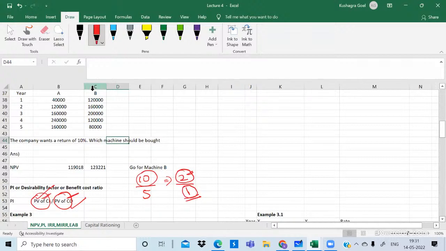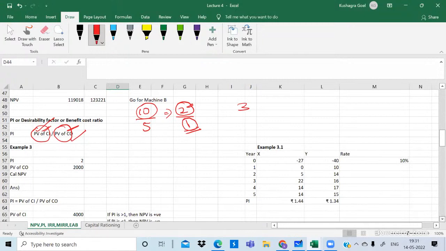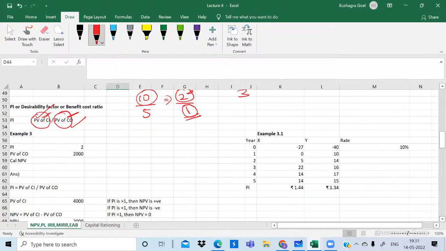Let's say machine A gives you a profitability index of 2. Machine B gives you a profitability index of 3. Then for machine B, for every 1 rupee of money that I'm investing, I'll generate 3 rupees. But for A, for every 1 rupee of investment, I'll generate only 2 rupees. So in that case, I will go ahead with machine B because it has a higher profitability index. So profitability index is used when initial investments are different. You cannot directly compare them on the basis of NPV. Again, I have a few examples over here. Let's look at these examples.